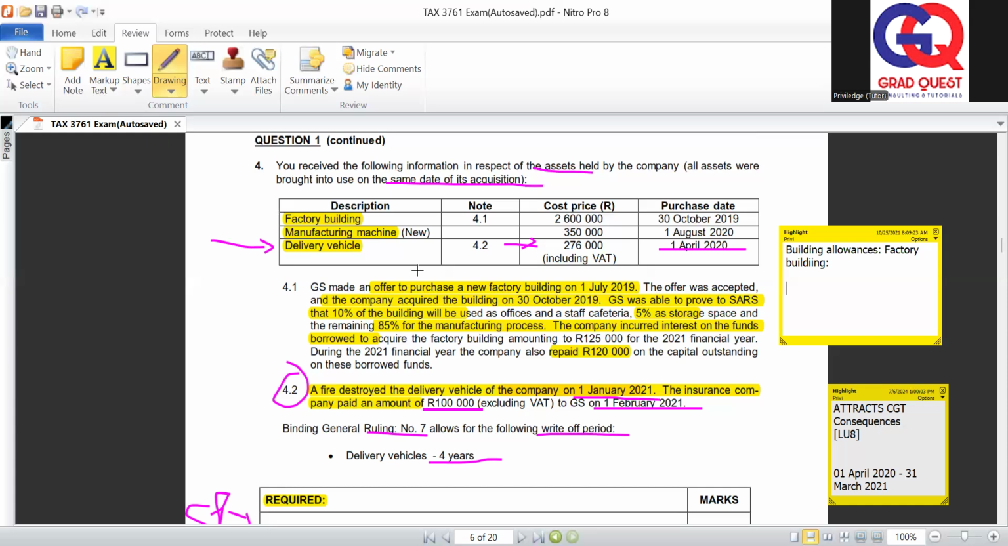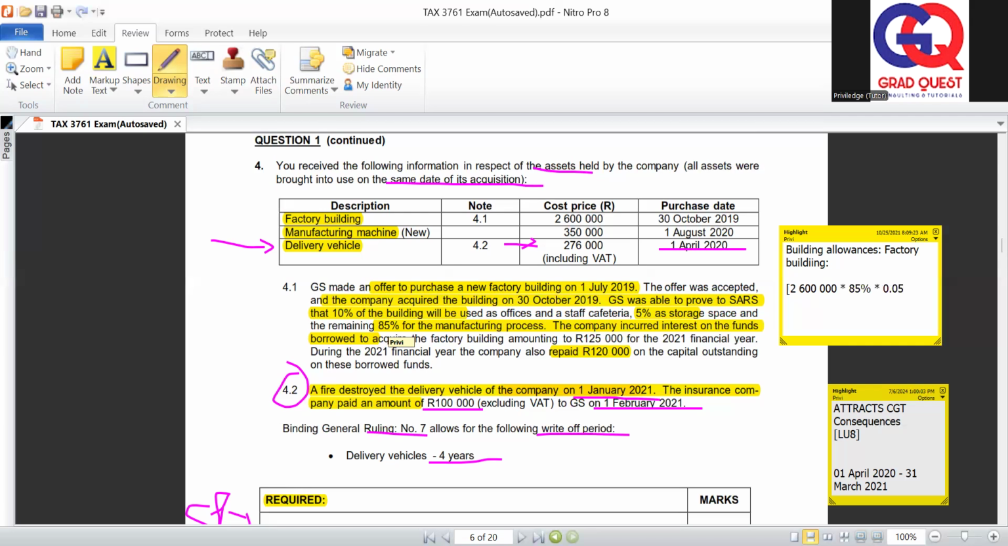Here's what you need to do. First things first, you take the total value, 2.6 million, that you were given over here. Then you take cognizance of the apportionment that they've given you in terms of percentages. They are telling you 85% of that factory building is used primarily for manufacturing processes. So you take the 2.6 multiplied by the 85% apportionment for factory or manufacturing purposes.